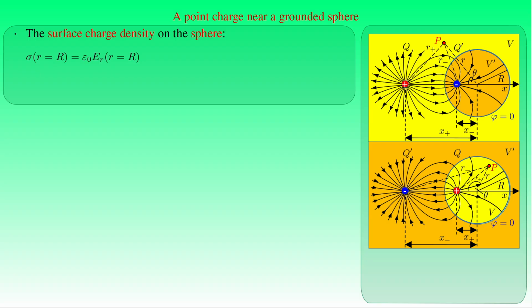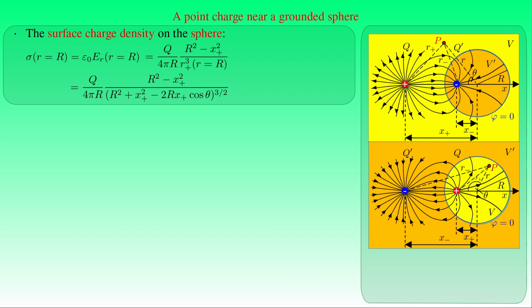If we substitute the radial component of E obtained by evaluating the electric field strength at the radius capital R, then we can express sigma as the charge q over 4 pi times capital R, times the difference between the square of capital R and the square of x sub plus, over the quantity of the square of capital R plus the square of x sub plus minus 2 times capital R times x sub plus times cosine theta, raised to the power of 3 over 2.